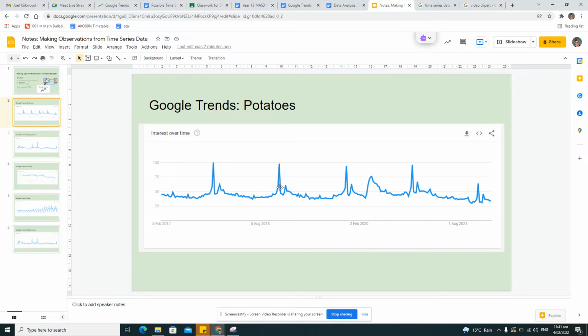Something that is interesting to note is that the peaks start out a little higher, and they've actually decreased over time. So last year, the word potato wasn't searched as frequently as in previous years, and you may want to research why that is. That might be a flow-on effect from COVID. Fewer families are gathering, and therefore maybe fewer potato recipes are being searched.